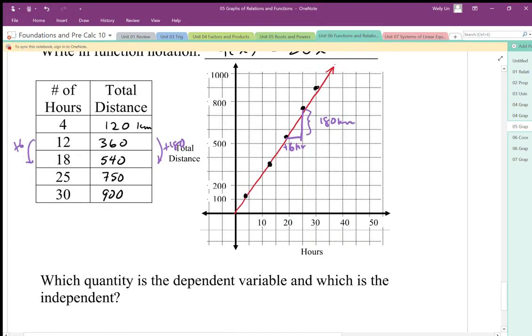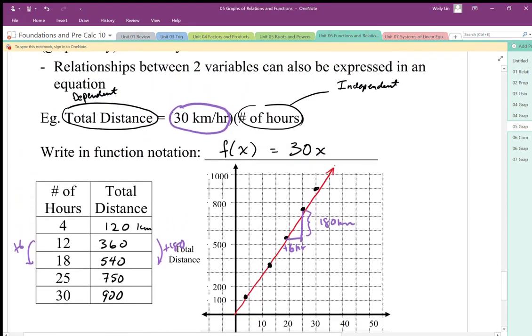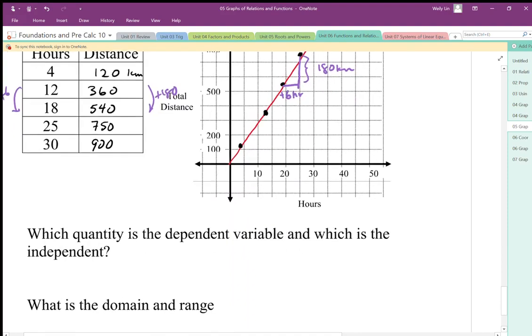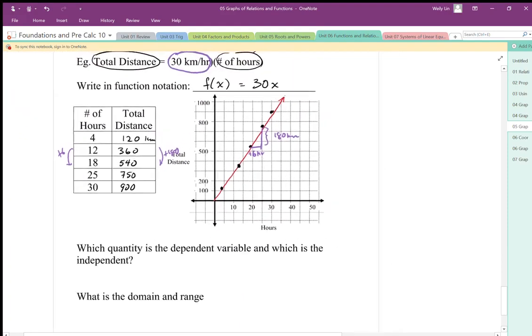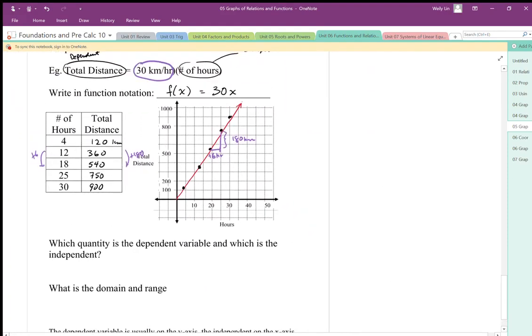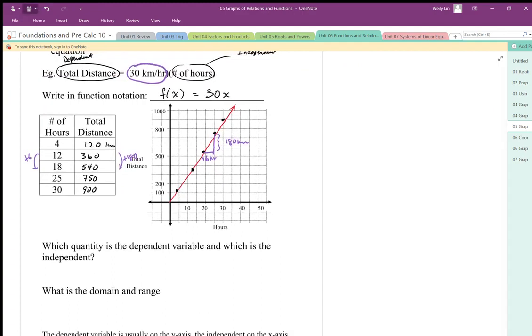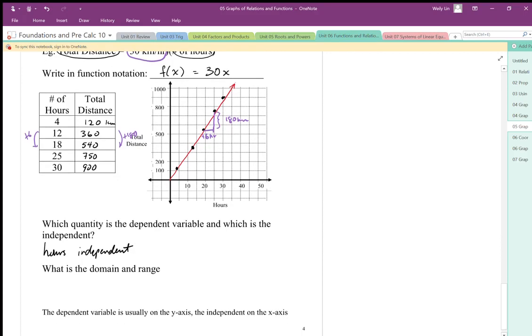So when we talk about the dependent and independent, we've already listed the dependent and independent variables. Our hours is our independent, so hours is independent, and it's usually on the x-axis. Then our kilometers or distance is the dependent, which is usually on the y-axis.